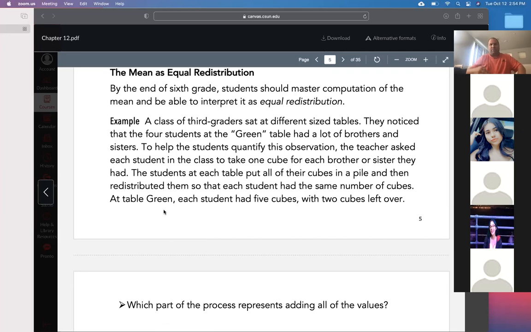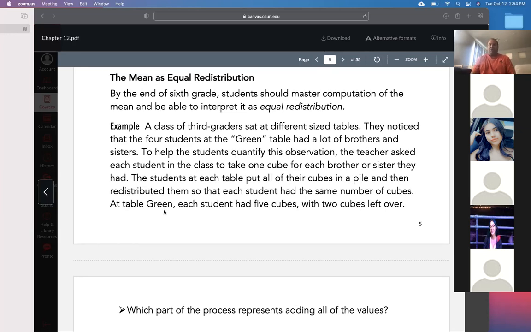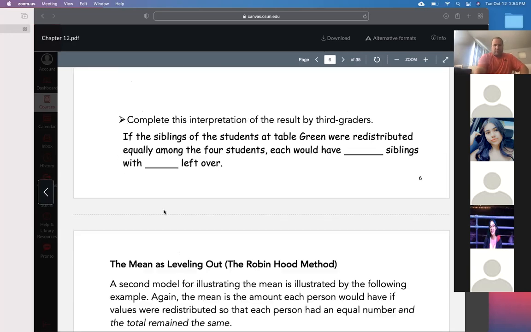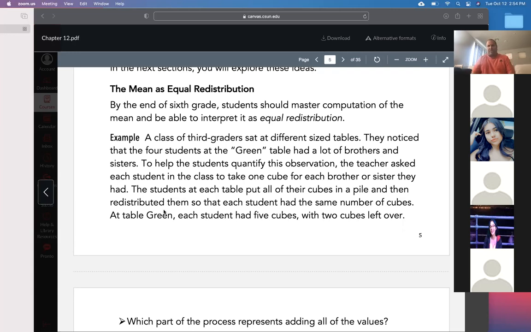We've talked before about the balance point interpretation. So let's look now at the equal redistribution interpretation. It says, example: a class of 3rd graders sat at different sized tables. They noticed that the 4 students at the green table had a lot of brothers and sisters. To help the students quantify this observation, the teacher asked each student in the class to take 1 cube for each brother or sister they had.